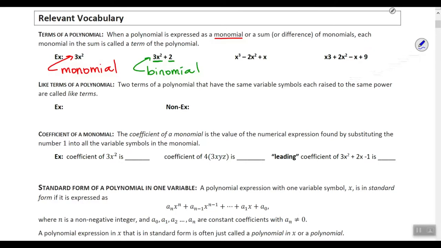In this one, 3x cubed minus 2x squared plus x, again, addition and subtraction separates terms. So I have 1, 2, 3 terms in this polynomial, and this is called a trinomial.